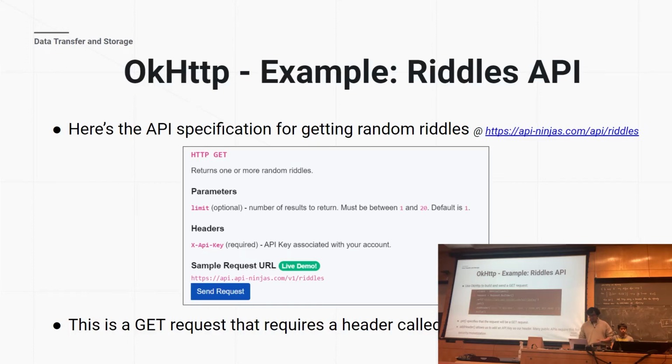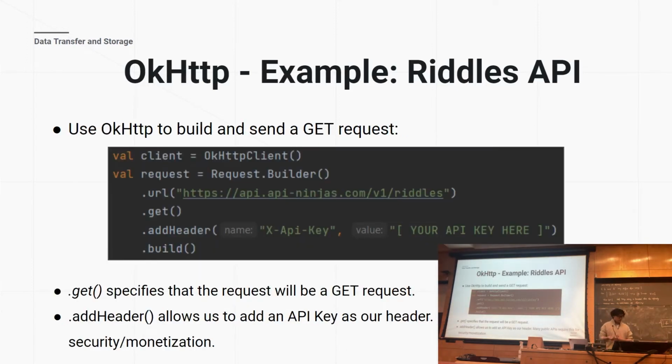So to actually make this request, here's some code. We have the client, which is just our HTTP client. And then to build our request, we just do Request.Builder, and we set the URL, set it to a GET request, and then have an .addHeader, which adds in the values that we need to actually be able to ping this URI. So .get, as a reminder, specifies that it is a GET request, and then .addHeader allows us to add the required API key so that we can actually access this backend.